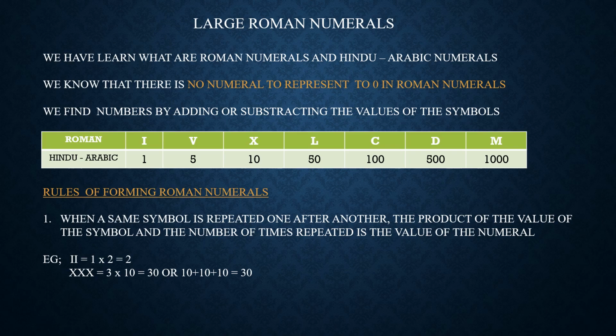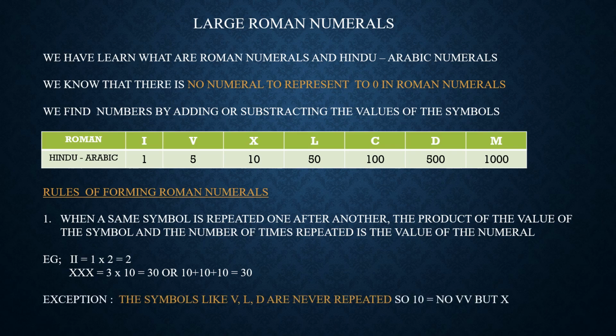We also get 30. There is an exception regarding this rule: symbols like V, L, D are never repeated, or we do not write them in continuous form. So we have to remember that when you want to write 10, we just write X, not 2 V's. Okay, don't write like that. They have the proper numerals for it.